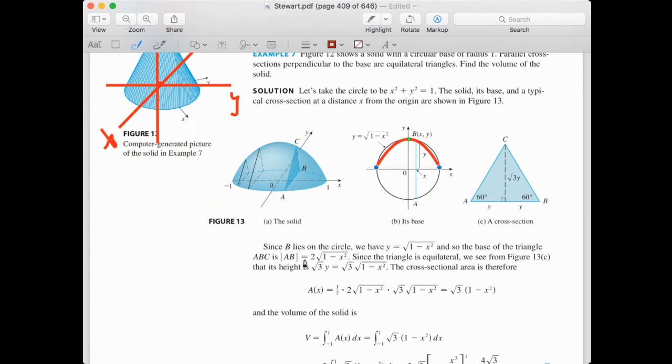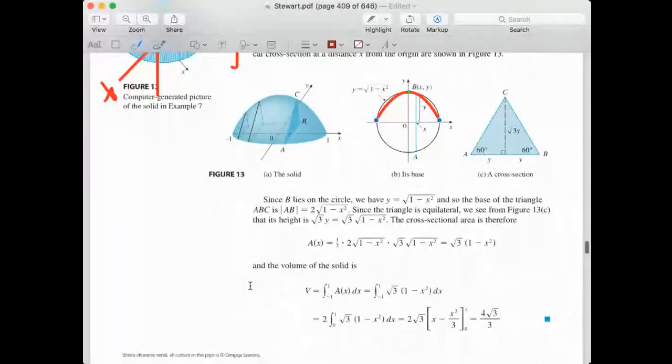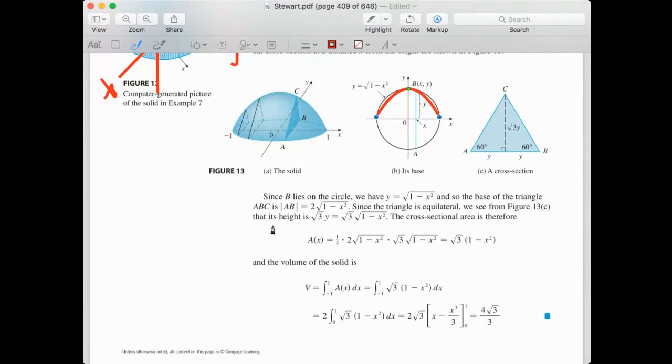Right? Convince yourself, do a little bit of calculation, because we have this equilateral triangle. And its height is the square root of 3 times y, where y can be written as the square root of 1 minus x squared, right? Then the area of the triangle is base times height divided by 2. So we get the area of the equilateral triangles written in terms of x. Then we get the volume.